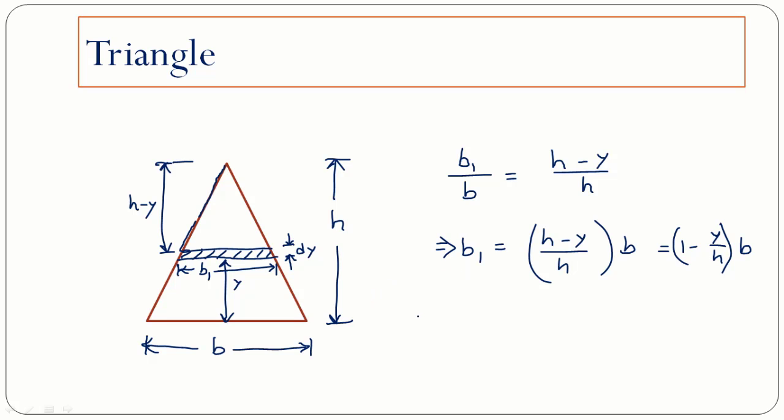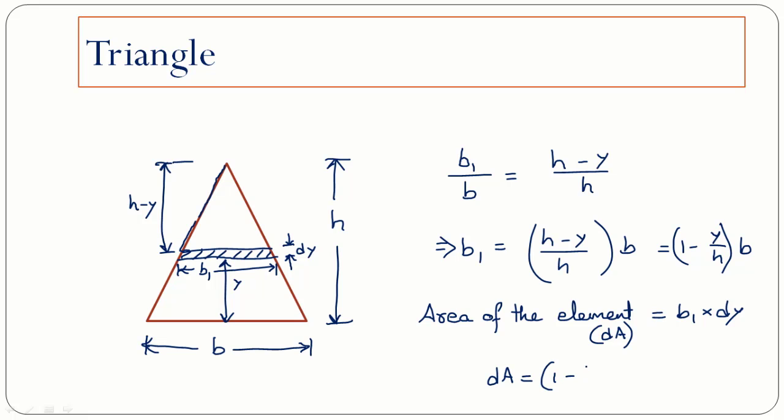Now area of the element, if we consider, area of the element will be b1 into dy. So this area of the element is dA here. Now b1 value that we have got here is 1 minus y by h into b into dy. This is what we need to consider. Now the area of the total triangle is half base into height.